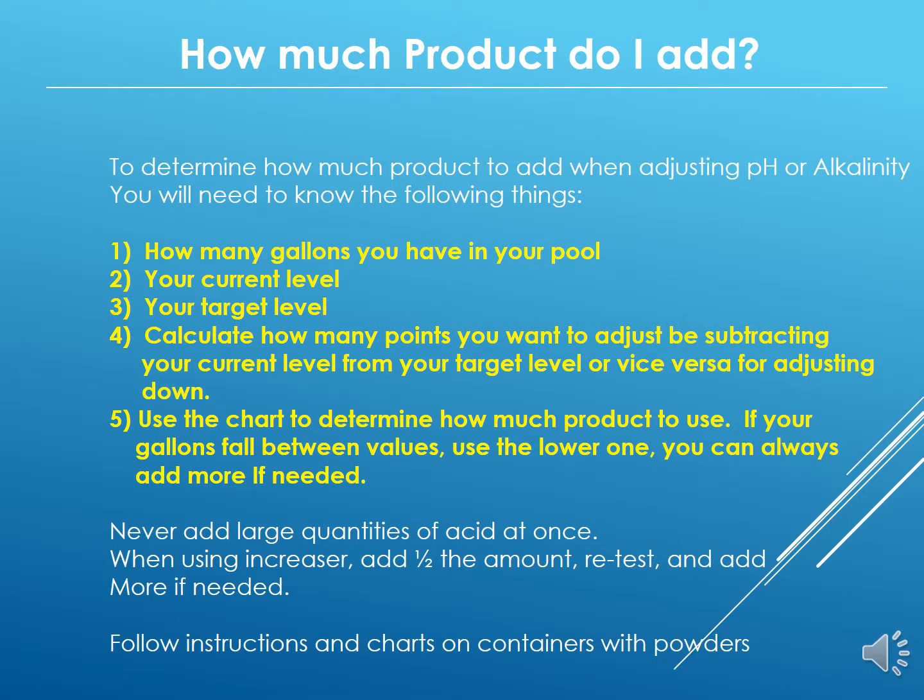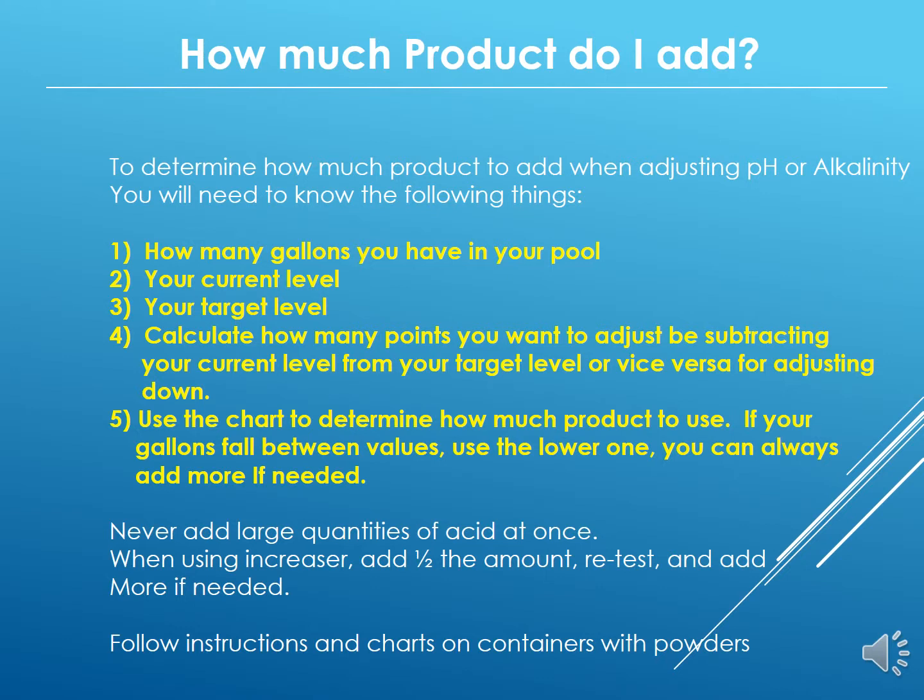How much product do I add? To determine how much product you'll need to add when adjusting your pH or alkalinity, you'll need to know a couple of things. First, how many gallons of water do you actually have in the pool? You'll need to know your current pH and alkalinity level and your target levels. Calculate how many points you want to change between your current level and target level, either raising or lowering. Use the chart to determine how much product to use. If your gallons fall between values, because a lot of the charts raise in increments of 5,000 gallons, use the lower one. You can always add more if needed.